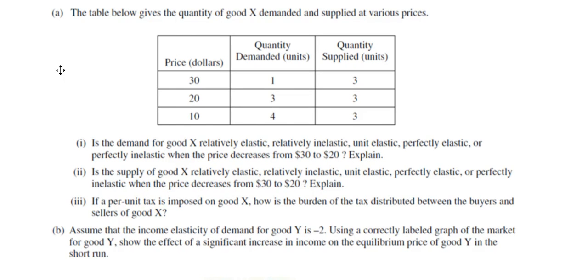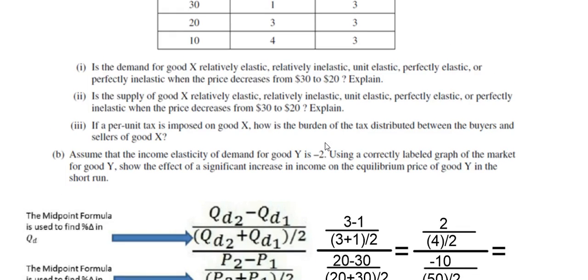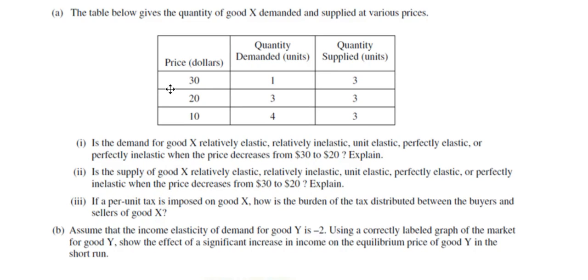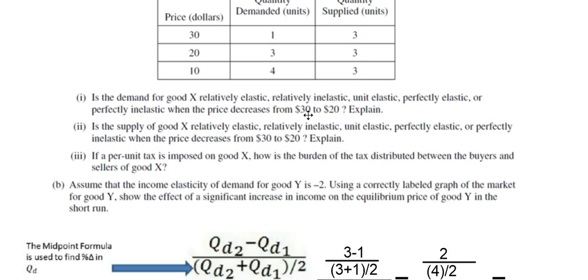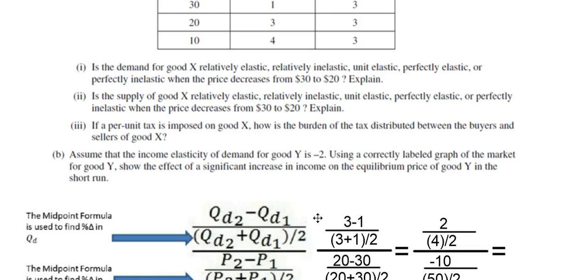Okay, in this video I'm going to finish up problem 5 and just talk about part B. So we're assuming that the income, this is income elasticity of demand for good Y, so this is a completely different good. You have to be very careful when you read these, because when I first saw this, I just assumed they were talking about the good up here, but no, this is a completely different good Y that they're not showing a graph for at all. They're just asking you to think about good Y with an income elasticity of -2.